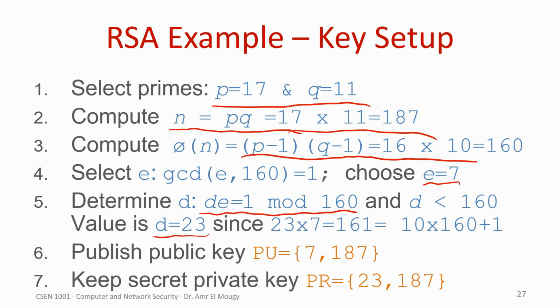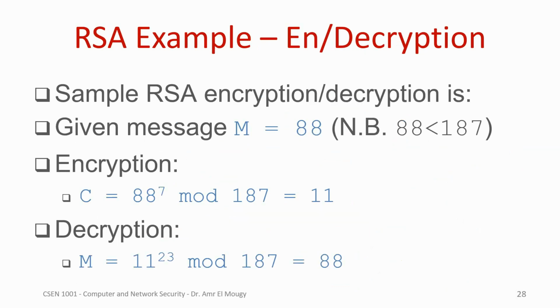How to solve this equation, I will show you in a little bit with the Euclidean algorithm. For now, because these are small enough numbers, trial and error will lead you to the correct value of d. And now the public key is 7 and 187. The private key is 23 and 187. If you want to encrypt, let's say, a message m equal to 88, you have to be sure that m is less than n. Okay, the ciphertext is equal to 88^7 mod 187, which is equal to 11.